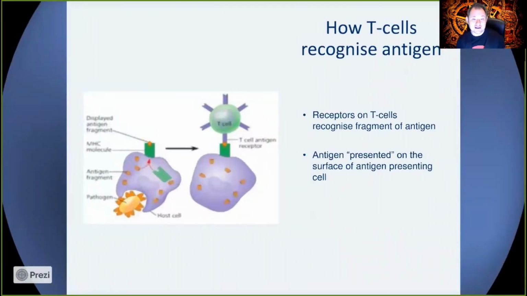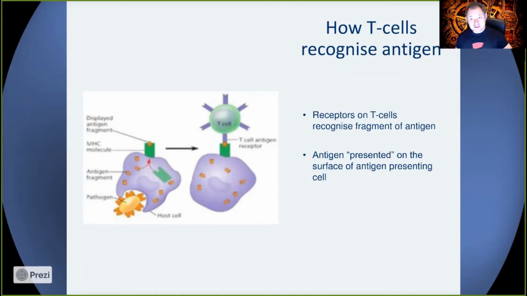How do T cells recognize antigen? Slightly different. So receptors on T cells recognize a fragment of an antigen. Antigen is then presented on the surface of an antigen presenting cell. So basically what's happening is you get a cell. The cell takes in the microbe, the virus, the bacteria, whatever it is. The virus or microbe will break down, and parts of that microbe, the antigens, will be displayed on the surface of the cell. So the cell is now an antigen presenting cell.